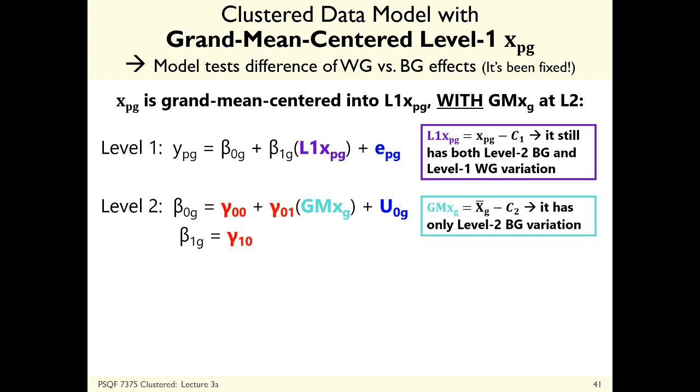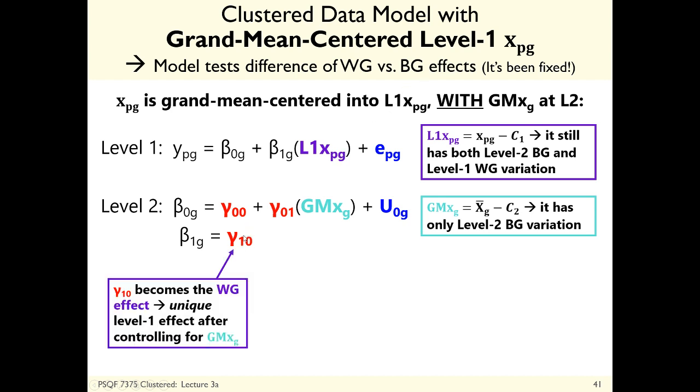The within level 1. So now the effect of level 1 x has been unsmushed into the same within group effect we get in the group mean centered model. Here it happens through statistical parceling rather than making a new variable. So the unique effect of level 1 x is the level 1 effect after controlling for the level 2 group mean variance.